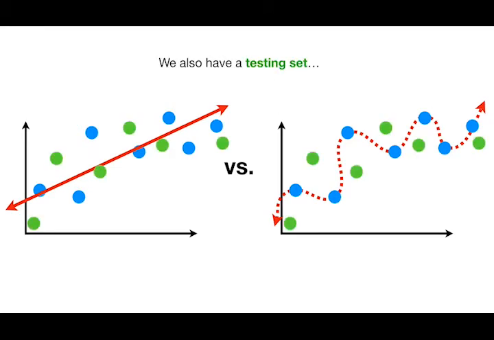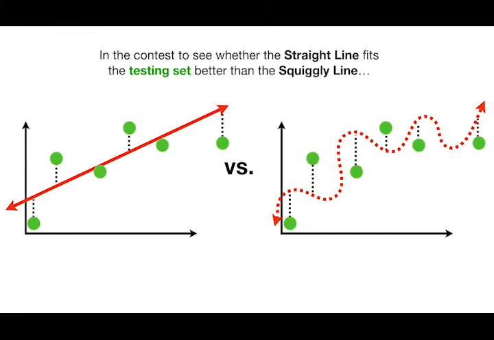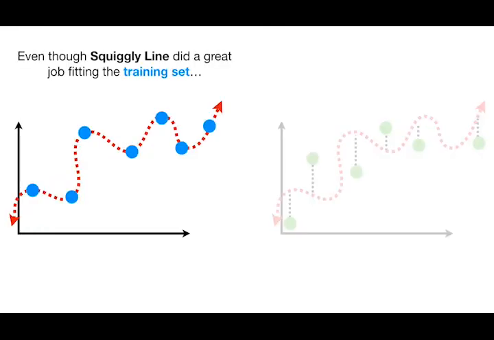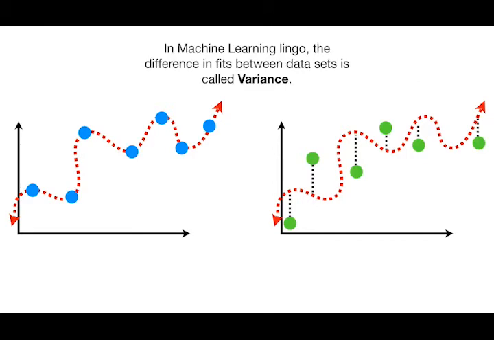We also have a testing set. Now let's calculate the sums of squares for the testing set. In the contest to see whether the straight line fits the testing set better than the squiggly line, the straight line wins. Even though the squiggly line did a great job fitting the training set, it did a terrible job fitting the testing set. In machine learning lingo, the difference in fits between datasets is called variance.